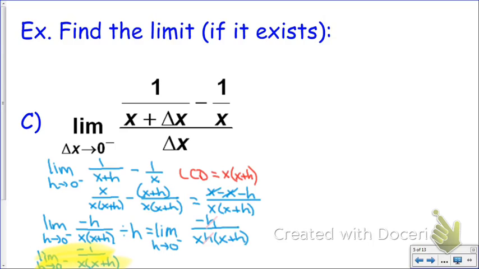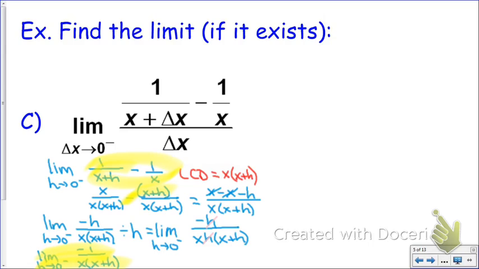In order to do so, I needed to find an LCD. So in order to subtract 1 over x plus h minus 1 over x, I needed to find my LCD, which was x times the quantity x plus h. I then rewrote each fraction with the new LCD, distributed this negative into this whole piece, and then I was able to cancel and simplify, get rid of those x's in the numerator.